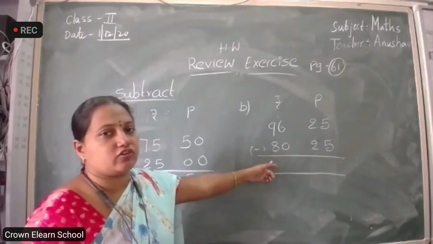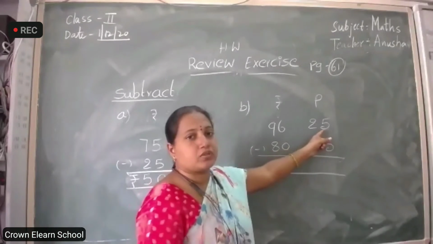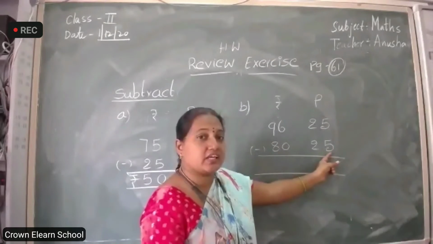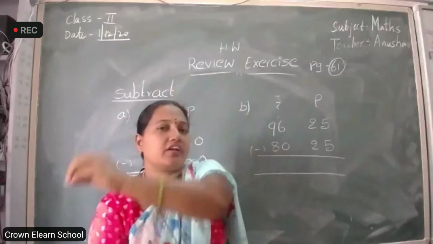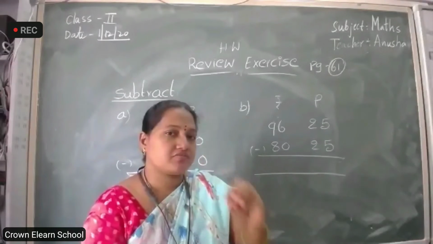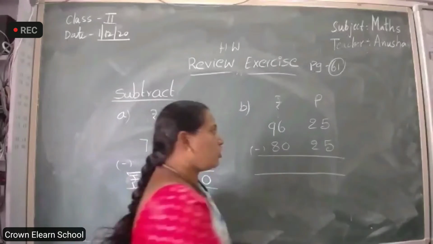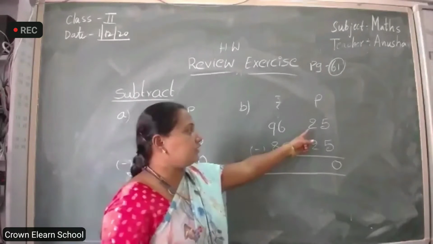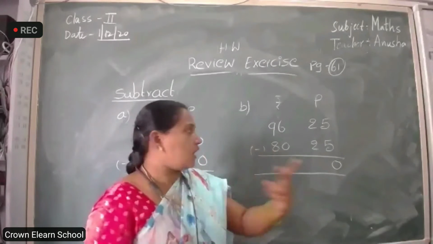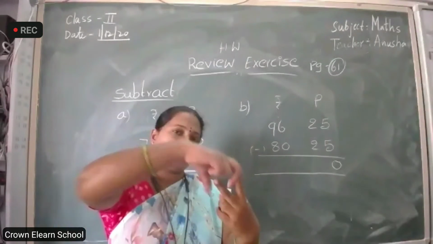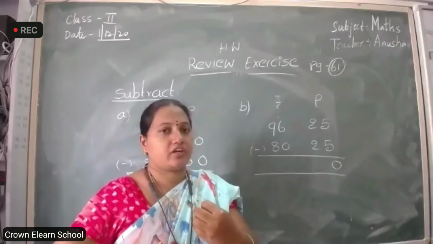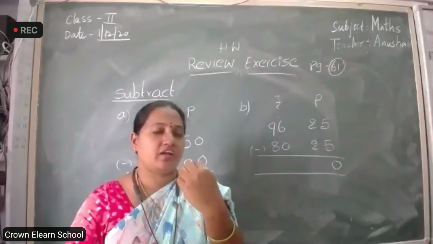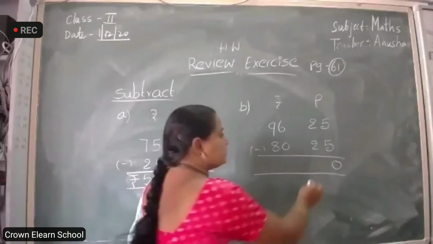Now look at the second question. How many do you have? 5. How many is your friend asking? 5 only. So you give these 5 to your friend. How many are left with you, Nana? 0. And here you have 2, and your friend is asking 2 only. So you give these 2 to your friend. How many are left with you?